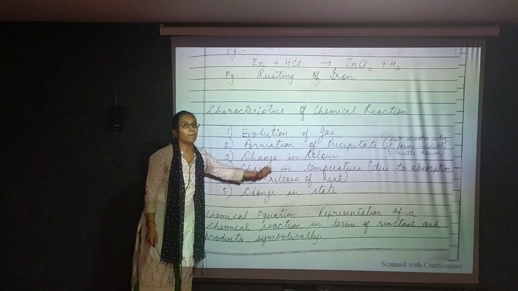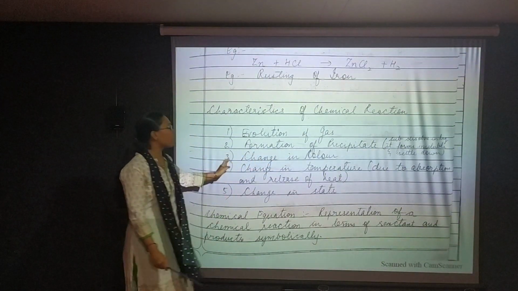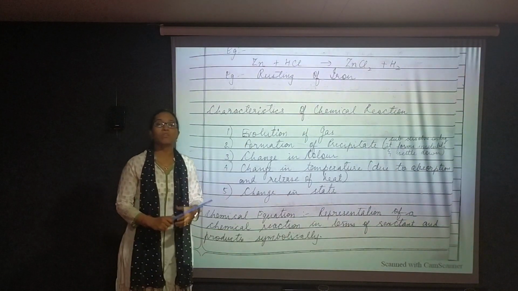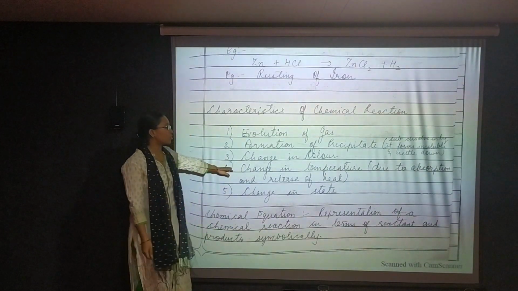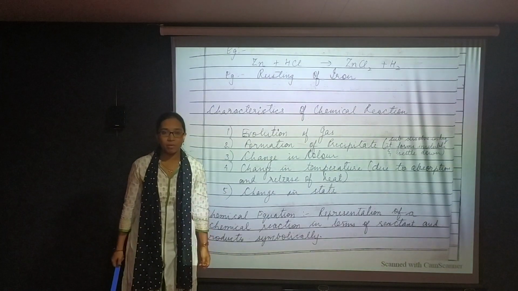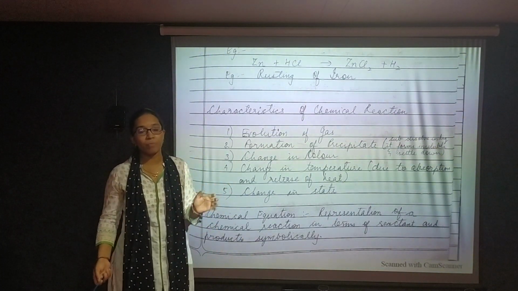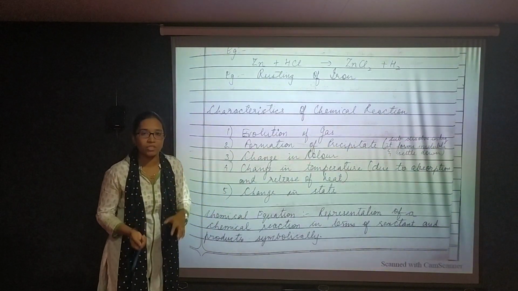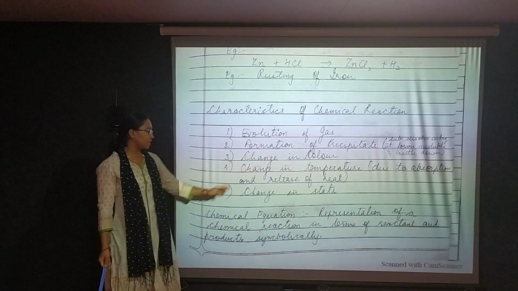Next is change in temperature. Change in temperature occurs due to absorption or release of heat. I think we have already discussed exothermic and endothermic reactions. We will learn in detail about change in temperature further. Next is change in state. Change in state means, suppose you are taking solid and liquid, it will be converted into gaseous form. Suppose you are taking liquid or any of the other states of matter, the product will be in a different state. That is change in state.